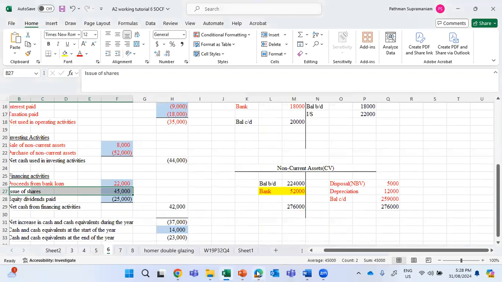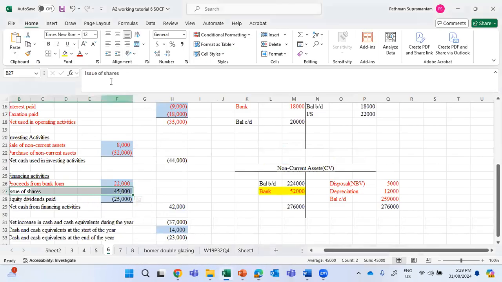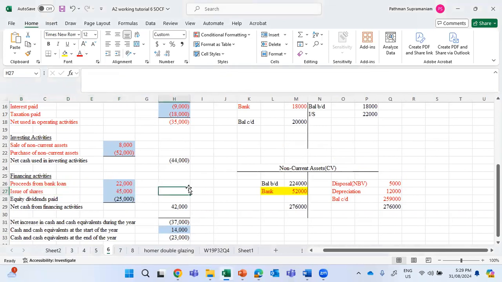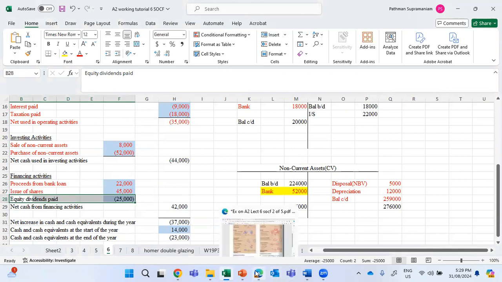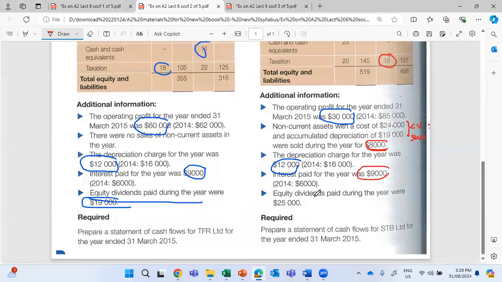If you look at the share capital account, I didn't do a share capital account, but the share capital increased from 180 to 210. So that's an increase of 30,000. And the premium increased from 0 to 15. So that's an increase of 15,000. So altogether, it's an increase of 45,000. And that's how I got this figure. Then we have equity dividends paid, 25,000. That's coming from what is told here.